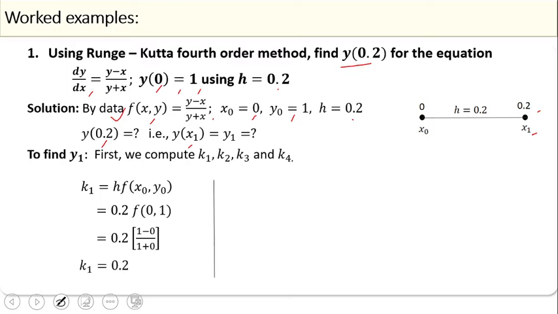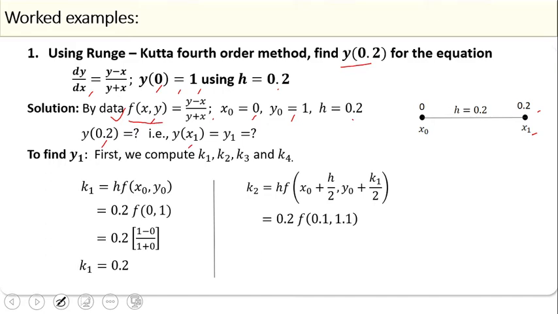Now write down the formula for k2. k2 is h times f of x naught plus h by 2 comma y naught plus k1 by 2. Now substitute the values of h, x naught, y naught and k1 here. Then we get 0.2 times f of 0.1 comma 1.1. To get f of 0.1 comma 1.1, put x is equal to 0.1 and y is equal to 1.1 in f of x comma y.